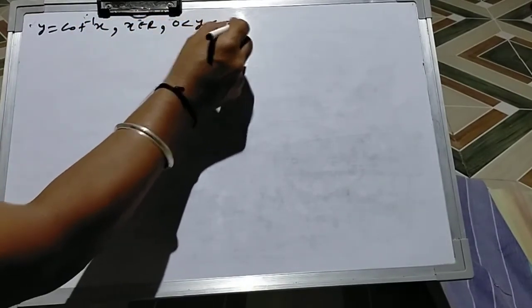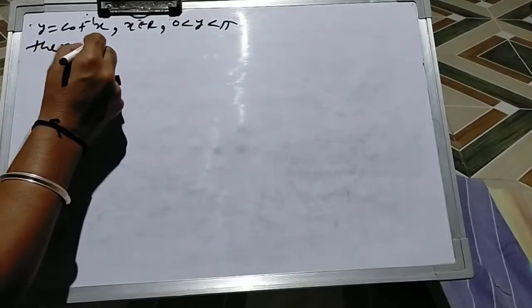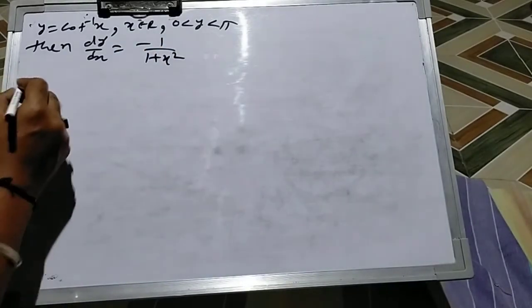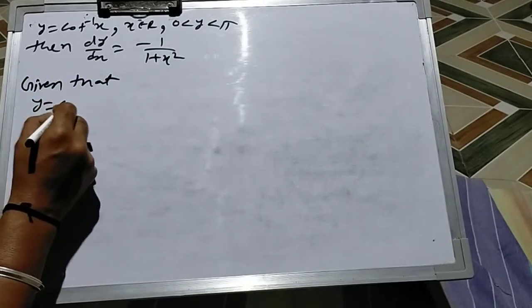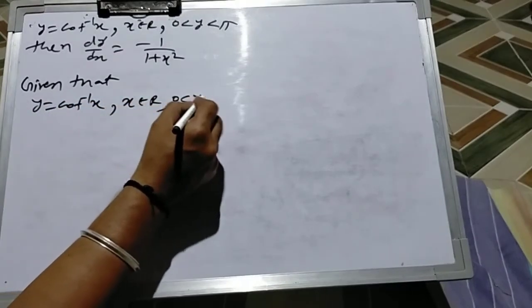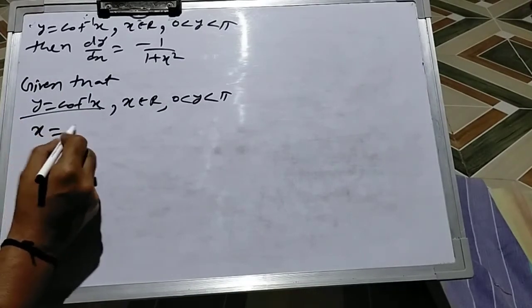So here y = cot⁻¹ x, x belongs to R, 0 < y < π, then dy/dx = -1/(1 + x²). Now again, given for solution, that y = cot⁻¹ x, x belongs to R, 0 < y < π. Now here y = cot⁻¹ x, so x can be written as cot y.